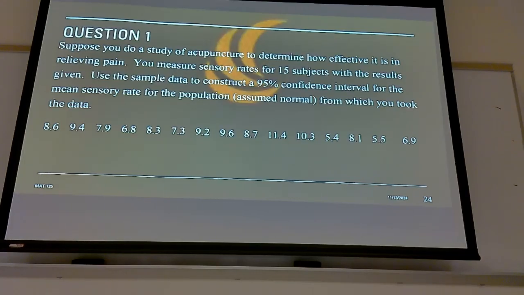So you measure sensory rates for 15 subjects with the results given. We're going to use this sample data to construct a 95% confidence interval for the mean sensory rate for the population, which we're assuming is normally distributed, from which you took the data.